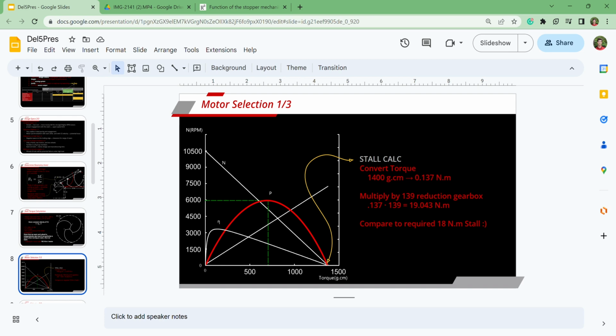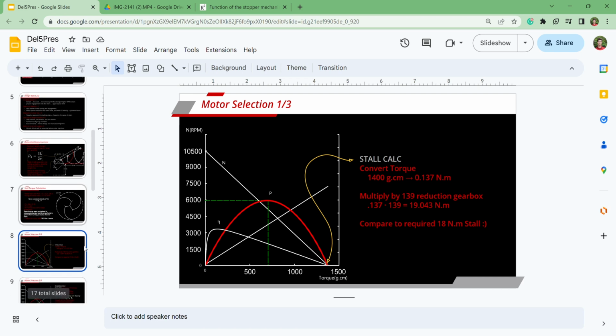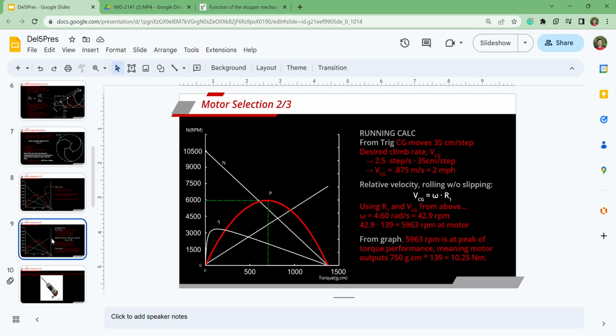That's because with a lot of these motors, you're going to be putting a reduction gearbox on the end. You're reducing that output speed, increasing the torque up. We did a 139 reduction gearbox on our motor, bringing us to a 19 newton meter stall torque, which, when compared to our 18.5 newton meter required stall torque, is satisfactory. Right, running calculations. Similar deal here.